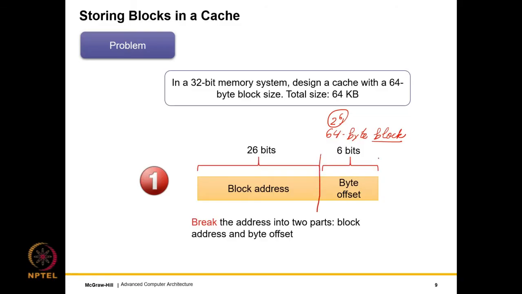So let us refer to this as the byte offset. The remaining 26 bits, because the length of a memory address is 32 bits, the remaining 26 bits are the block address. So they will be used to uniquely identify a block.